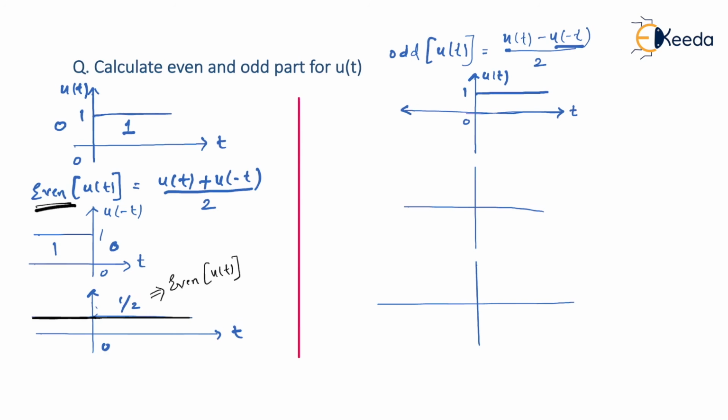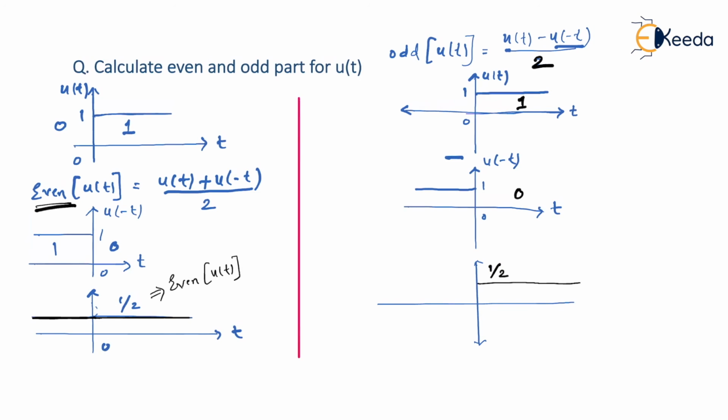Then the second component is u of minus t. It is the time reversal version of u of t, which is 1 for t less than 0. For t greater than 0, it is 0. So what we are doing with these two signals is subtracting them. Let us perform the subtraction. On the right hand side, this is 1 and this is 0. What is 1 minus 0? Of course, it is 1. But it is not just subtraction, it is also getting divided by 2. So 1 minus 0 divided by 2 is half. So on the right hand side, what I'm getting is half.